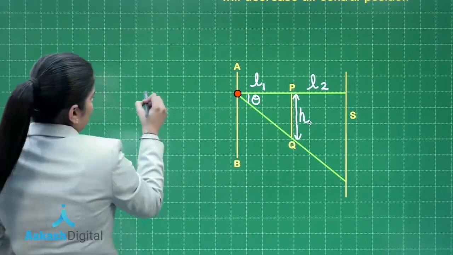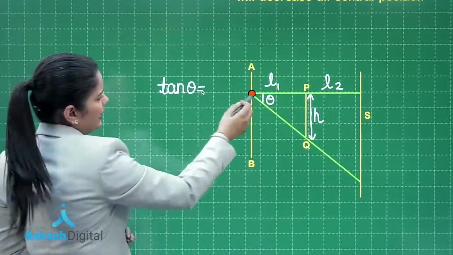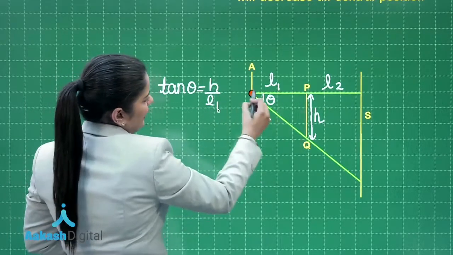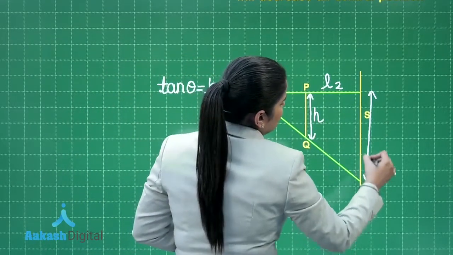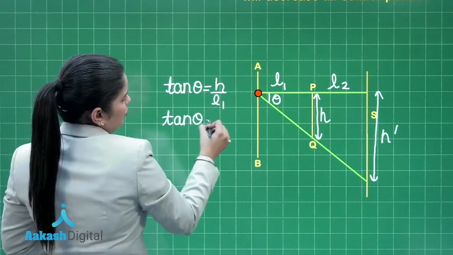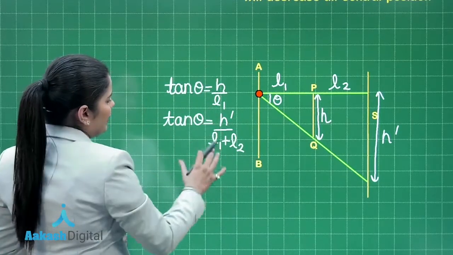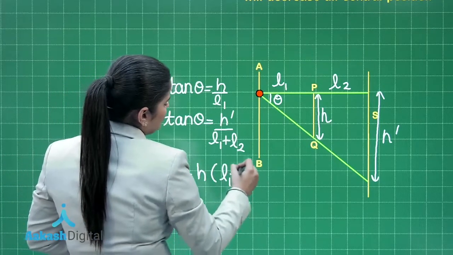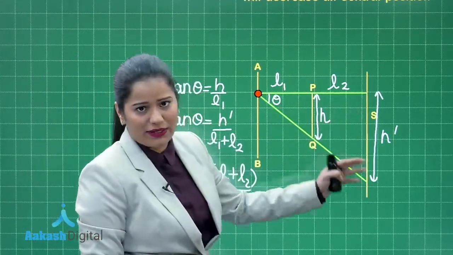So if I just go by the similarity of triangles, I can similarly write here that tan theta is h by L1, and for this bigger triangle, if I consider this to be h dash, I can write down tan theta will be h dash divided by L1 plus L2. On comparing these two, I can write down h dash as h into the bracket L1 plus L2 divided by L1. So this is the h dash that we have calculated here.